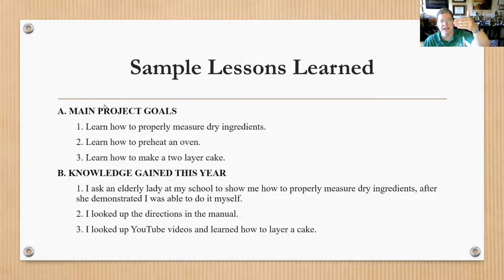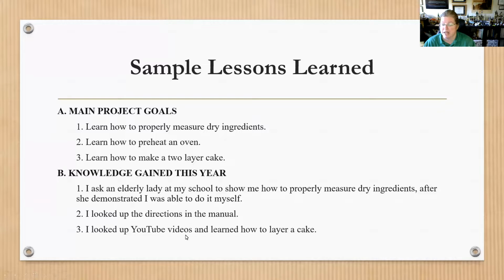Now, if I were not to see the main goals and just read, "I looked up the directions in a manual," I would have no idea what she was talking about. In fact, when I pulled this out of context, I was like, wait, what did you look up? So you need to be very specific. We want to be able to read the knowledge gained independent of looking at those goals. We will look back at it, but make sure you're specific. If she'd been a little more specific, "I learned to operate my stove's preheat cycle through this," she would have gotten full marks. And then, "I looked up YouTube videos and learned how to layer a cake."